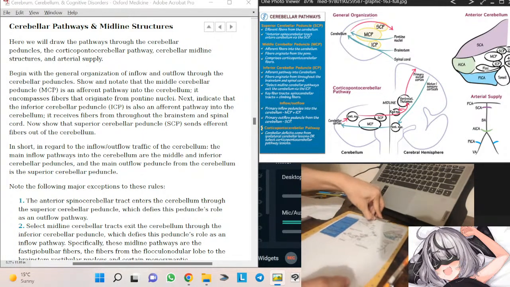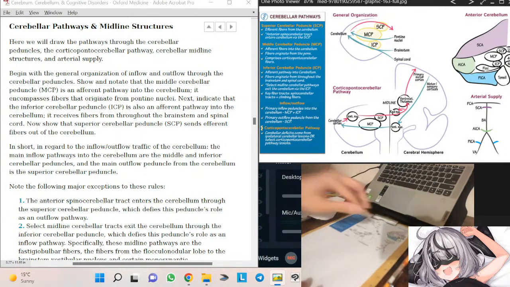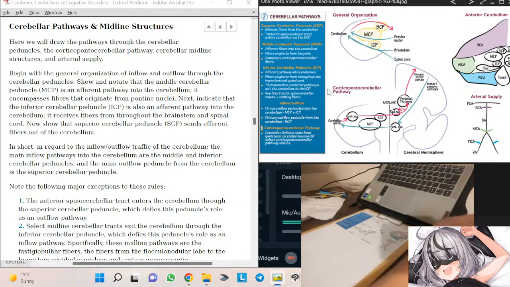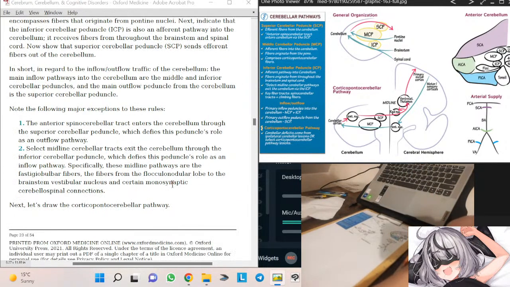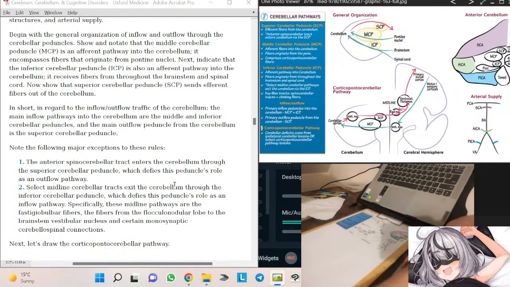Note the following major exceptions to these rules. One, the anterior spinocerebellar tract enters the cerebellum through the superior cerebellar peduncle, which defies this peduncle's role as an outflow pathway. Two, select midline cerebellar tracts exit the cerebellum through the inferior cerebellar peduncle, which defies this peduncle's role as an inflow pathway.